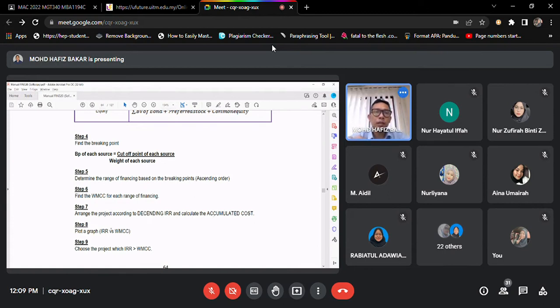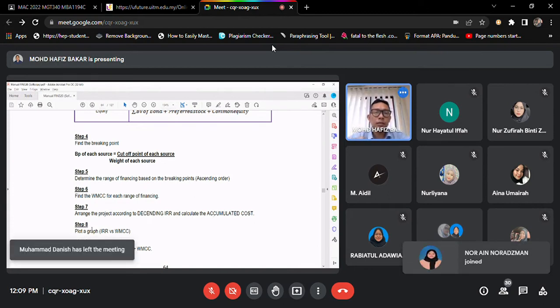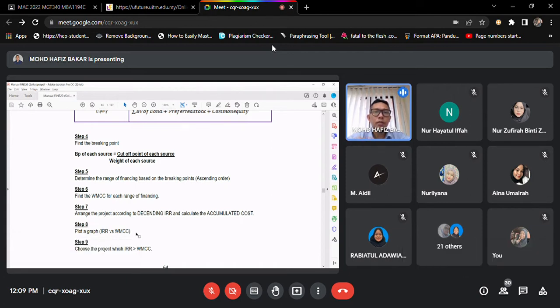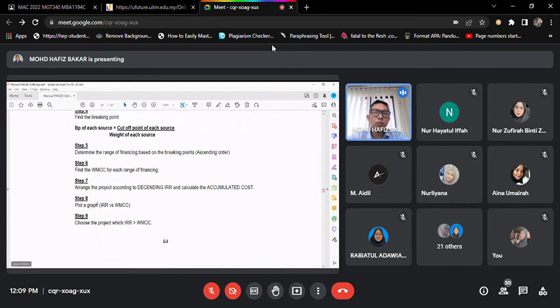cost. And the second last step is you need to plot the graph, ataupun you need to construct the graph, lah, IRR and also WMCC. And the last one, based on the graph, you need to choose the project. Okay, so from that graph, you will identify which project has a return more than the cost. Okay, so you need to accept that project.